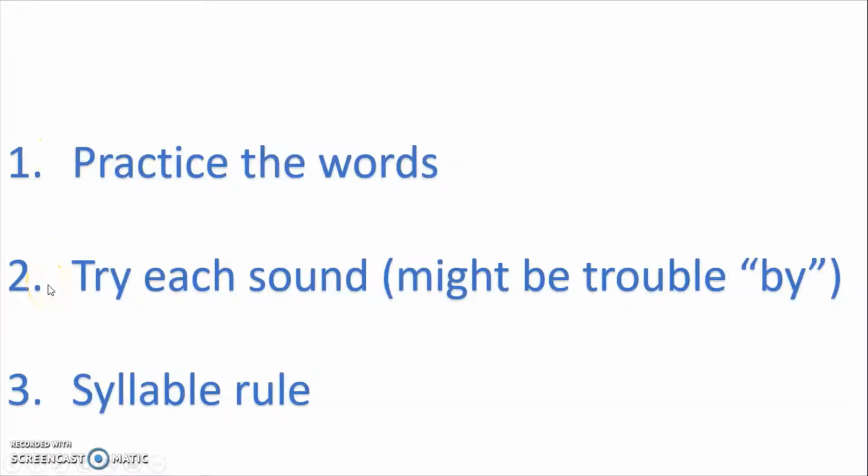You can either try each sound, so you get to a word, you notice that Y at the end, but that one might give you trouble because say we get to the word buy and you try the E sound instead, you might read B, and that's not the word. So then we have another option here, which might be way better, and that's called the syllable rule.